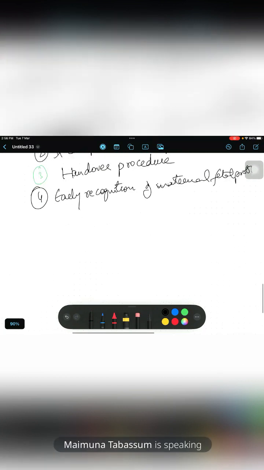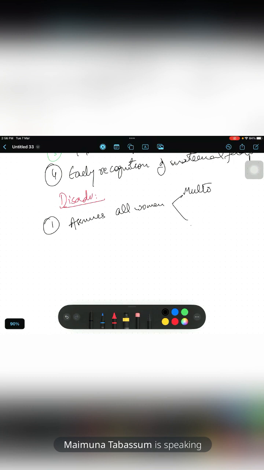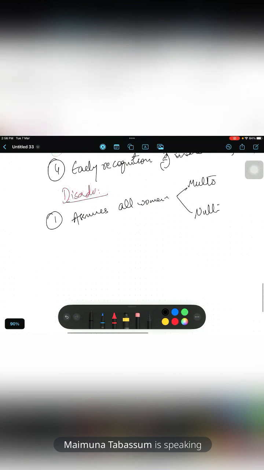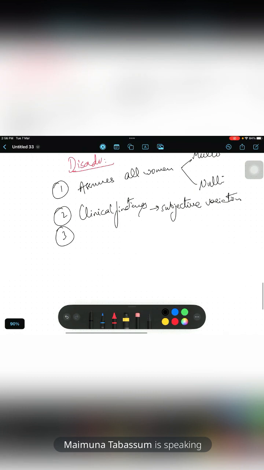Then what are the disadvantages of the partogram? It assumes all women progress at a similar rate. But in multi there will be a difference, and in nulli there will be a difference. That difference is not seen in the partogram. And then clinical findings may have a subjective variation. So one doctor will say 4 centimeters, one doctor will say 2 centimeters, like that. There will be some subjective variation.